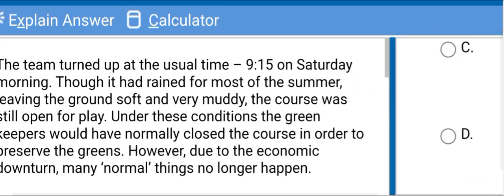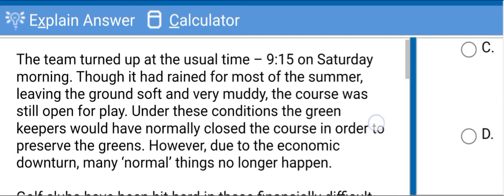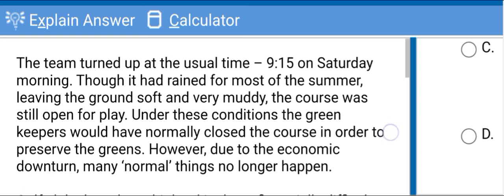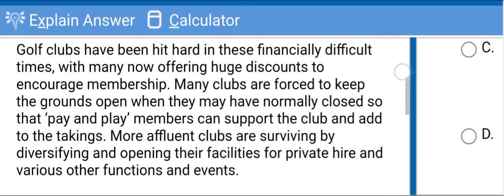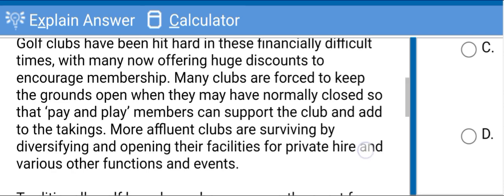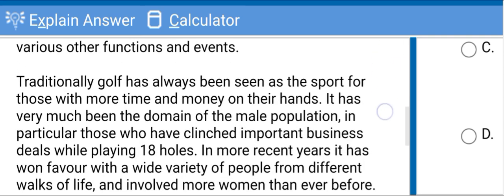So now we have different passages. You can read them. You can take a look at these passages. You can find out your keywords and then you can draw your answers from the passages given.